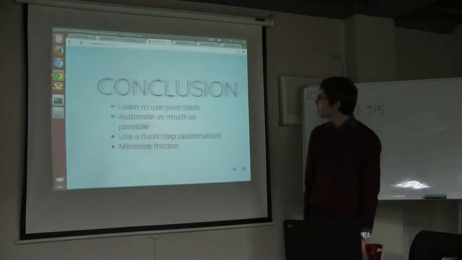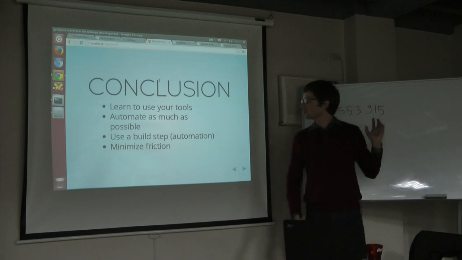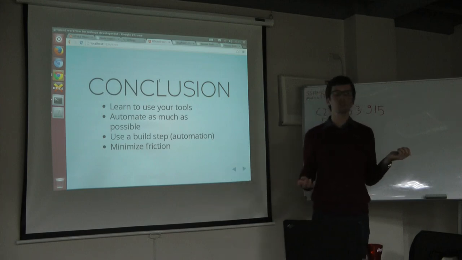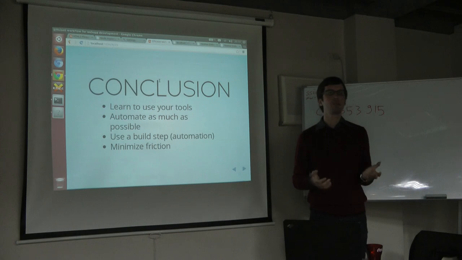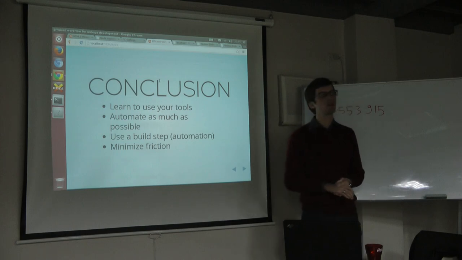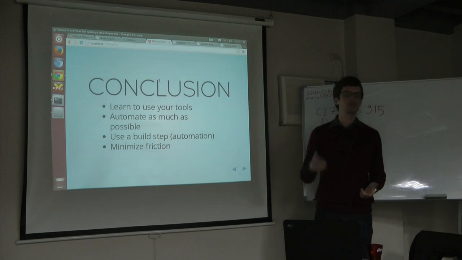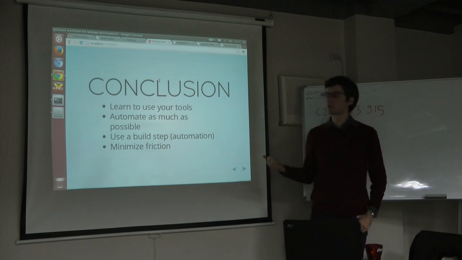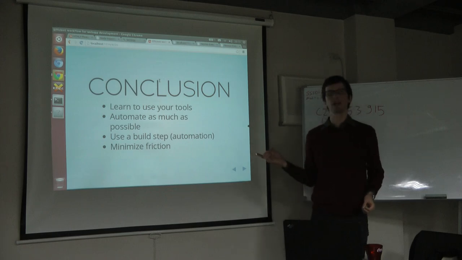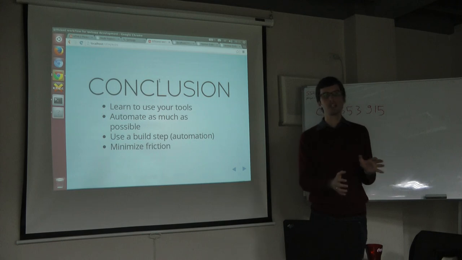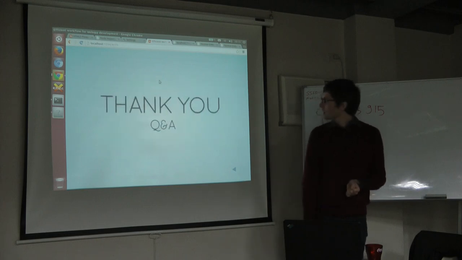Let's go back to the slides, and yeah, that's about it. So basically you just have to memorize a few things, like learn to use your tools because you are using them every day. You can probably go faster for some stuff. Automate as much as possible, it avoids errors. It's more fun because you don't have to do the same thing over again. And also use some build steps like grunt, for example. It's how you do automation on the front end side. The whole goal is to minimize the friction. If you can stay focused on your task without anything which goes against you, you're going to be way more efficient. And that's about it.